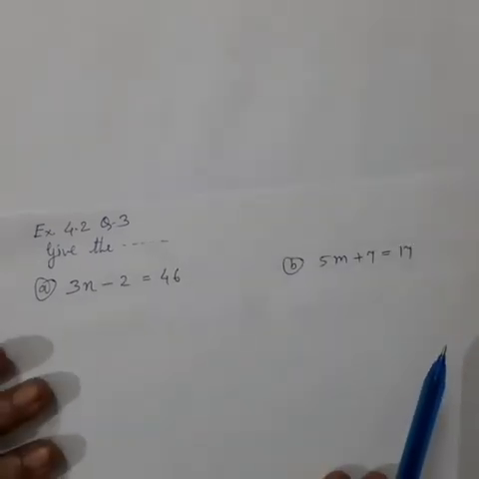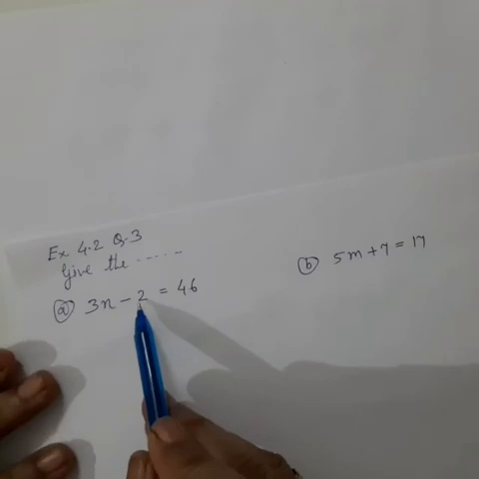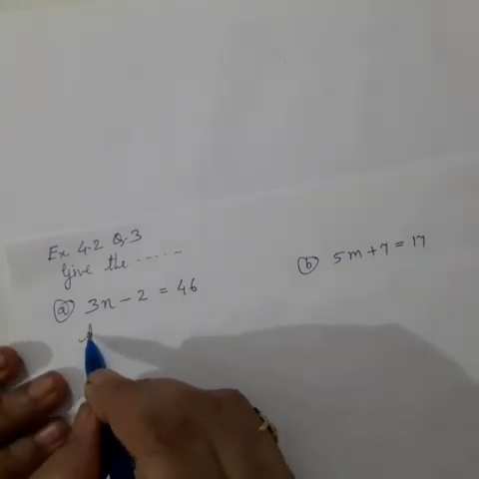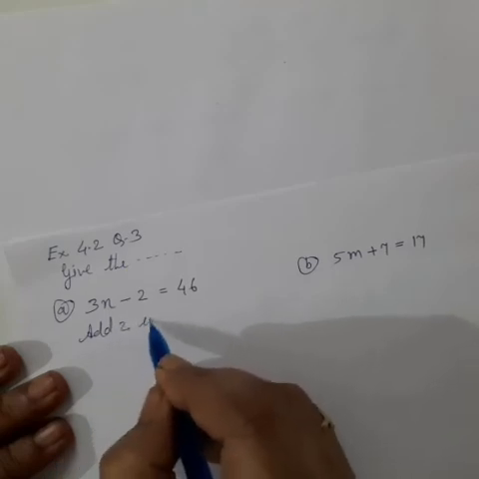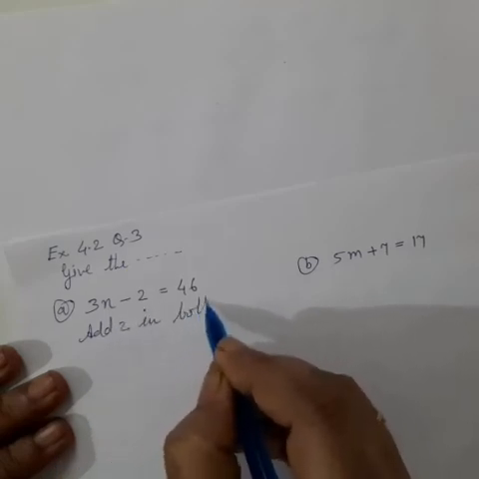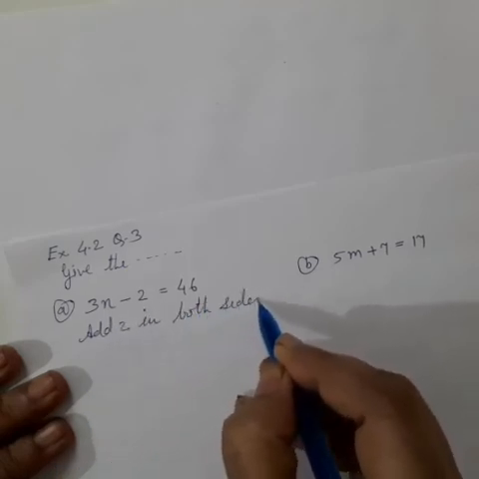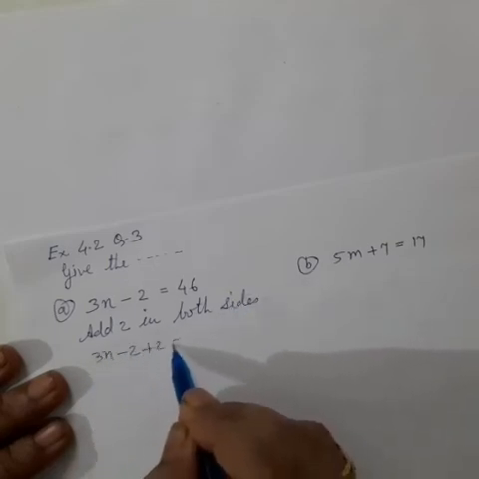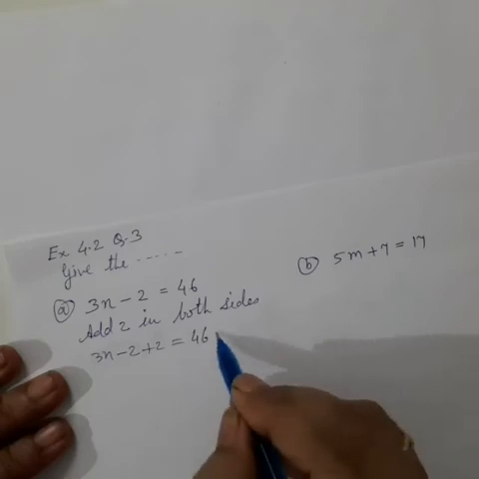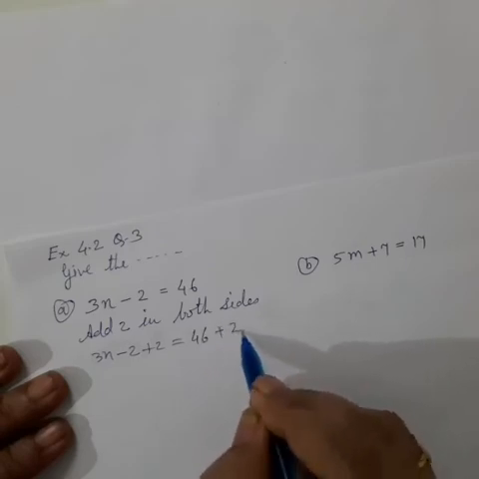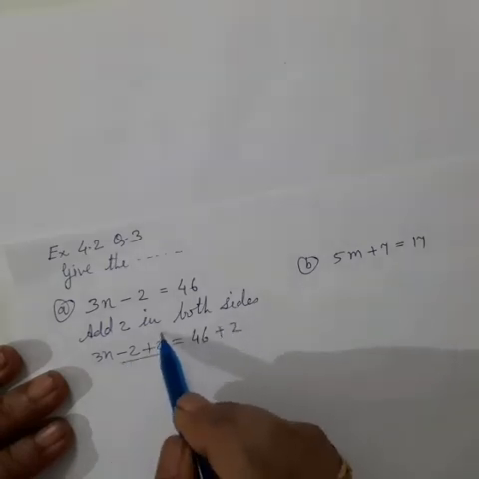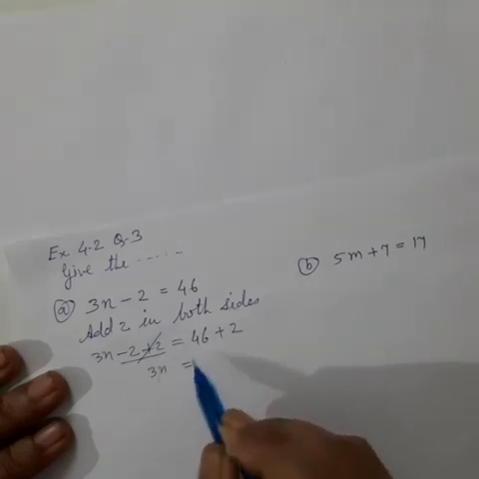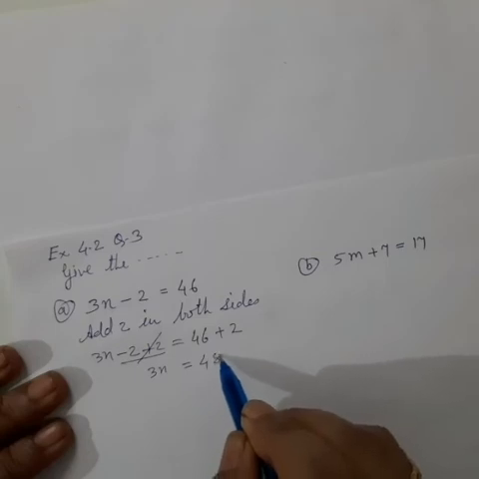So here first of all we have to remove minus 2. To remove minus 2 we have to add 2 on both sides. So add 2 on both sides. So 3n minus 2 plus 2. Right hand side is 46, 46 also plus 2. Now this 2 will be cancelled. 3n is left on left hand side and this is 48.